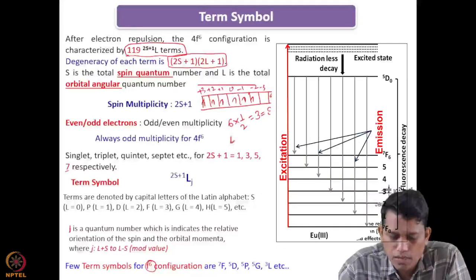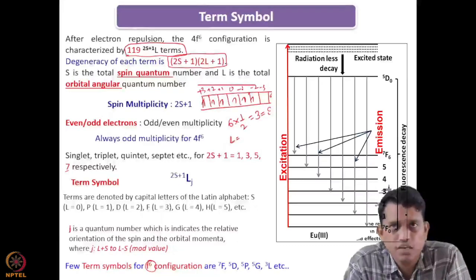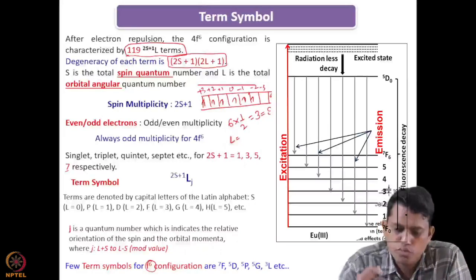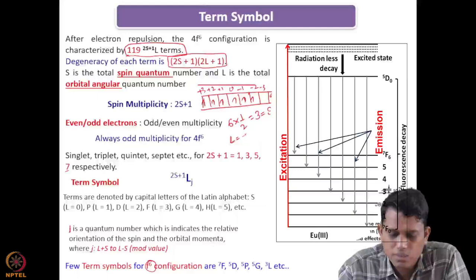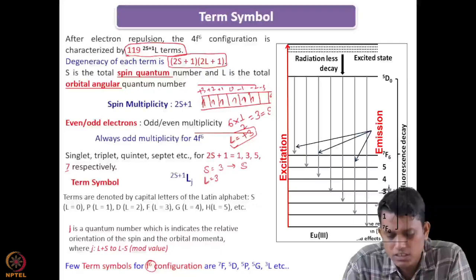What about the total L? Since you can see some of the m_l values are positive and some are negative, meaning the direction of the orbital momentum is different, if you sum them, you'll find the total L value is coming positive 3. So when S is equal to 3 and L is equal to 3, the spin multiplicity, which is 2S plus 1, will be 7. When you have L equal to 3, what does it mean?